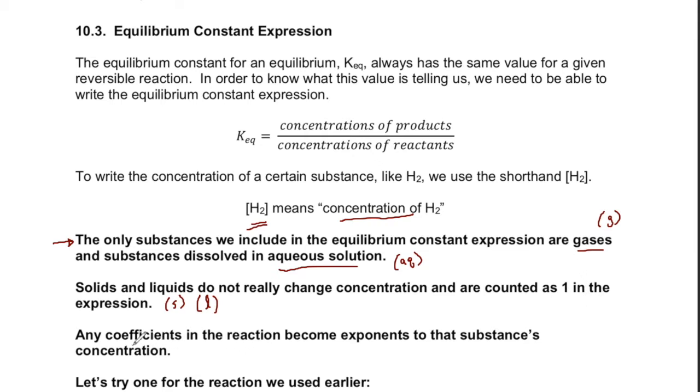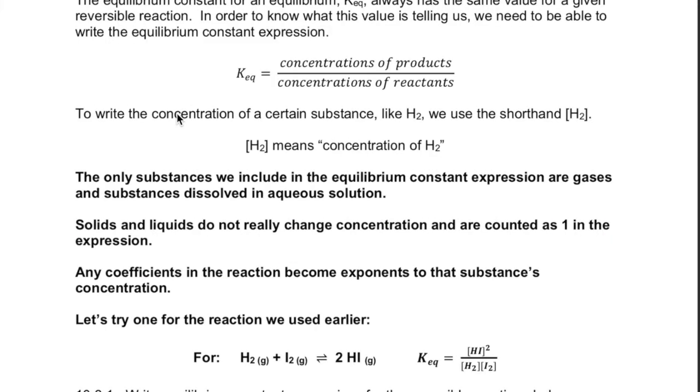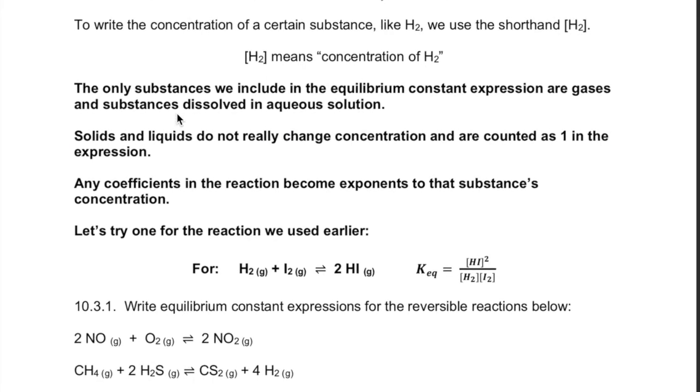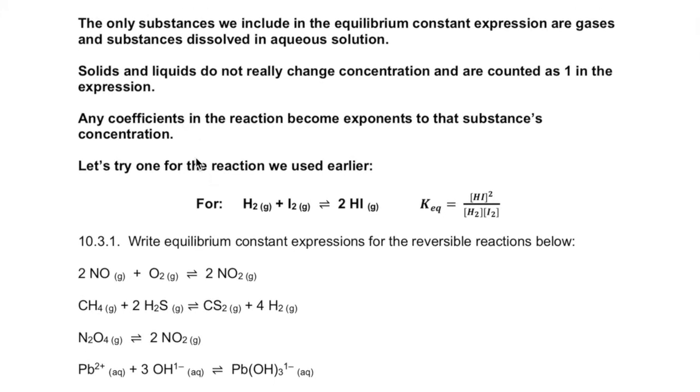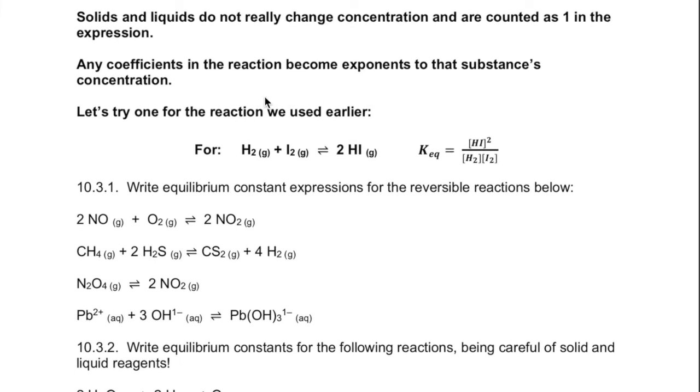And so by convention, we count those concentrations as 1, and so you can leave it out. And then any coefficients that are in front of the chemical formula of a gas or aqueous solution substance will become an exponent to the concentration. All right, so this really isn't too bad. It probably is easier to do than it is to explain.